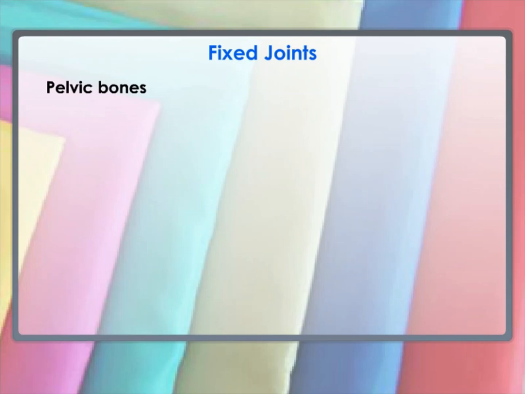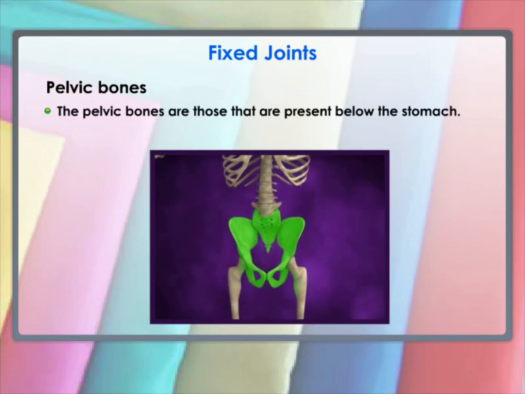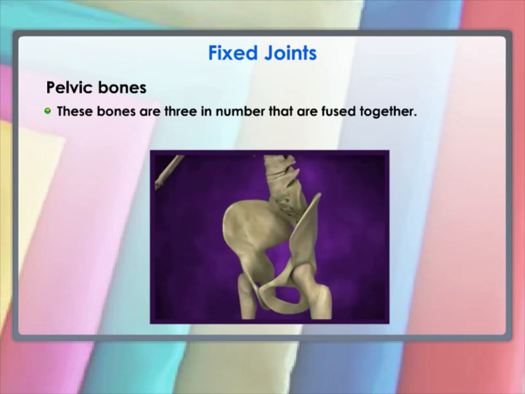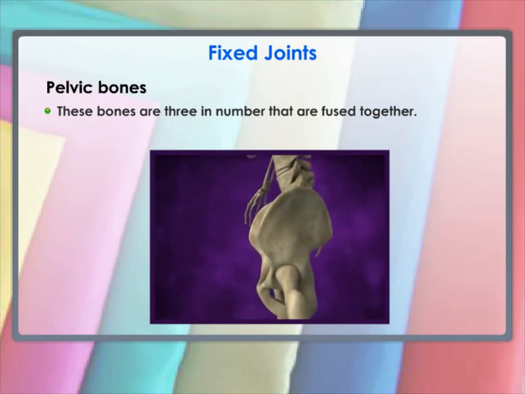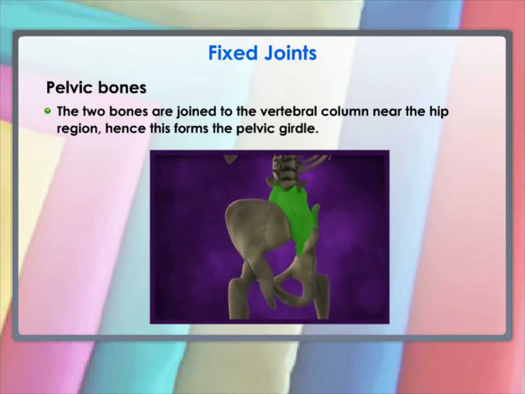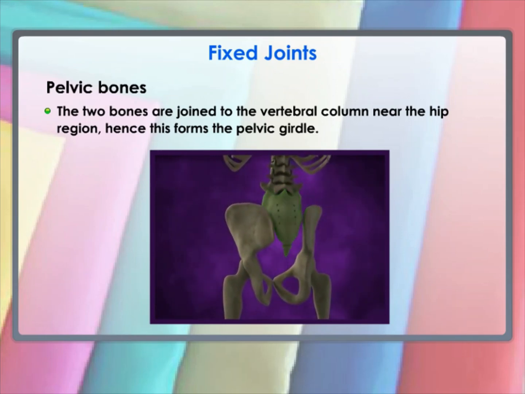Pelvic bones. The pelvic bones are those that are present below the stomach. These bones are 3 in number that are fused together. The 2 bones are joined to the vertebral column near the hip region, hence this forms the pelvic girdle.